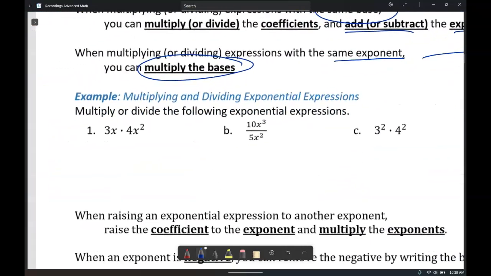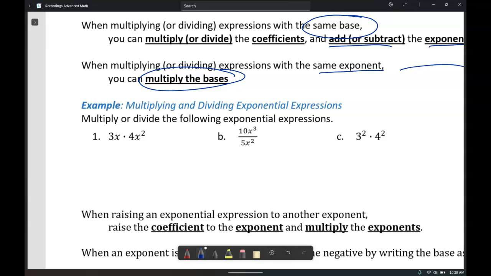So let's take a look at some examples. Here, let's take a look at our bases. Our bases are the same. So what we can do is multiply the coefficients, and then we will add the exponents. 12x to the 3rd. Here we can divide because our bases are the same. So 10 divided by 2 times x, and then we subtract the exponents, 3 minus 2, giving us 2x.